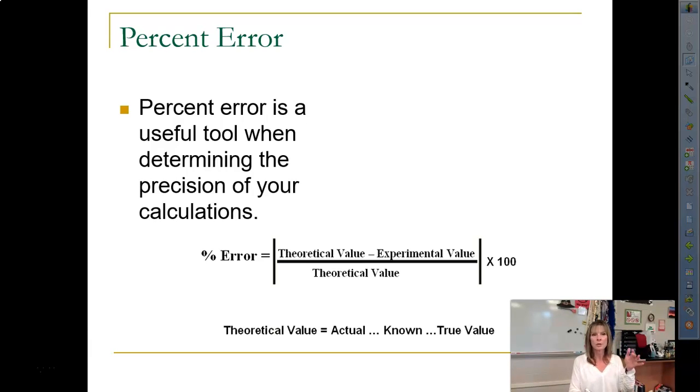So the theoretical value is a known value. It's an actual value. Let's say we're talking about gold again. The known density of gold is 19.3 grams per cubic centimeter. So that would be my theoretical value. My experimental value is my lab value. It's whatever I do at the lab table. The density of gold may be 19.3 grams per cubic centimeter, but when I measured it, I got 18.9 grams per cubic centimeter, which for a variety of reasons could happen at a lab. You could mess something up, the balance could be not calibrated real well. So that's your experimental value, whatever you get at the lab table.